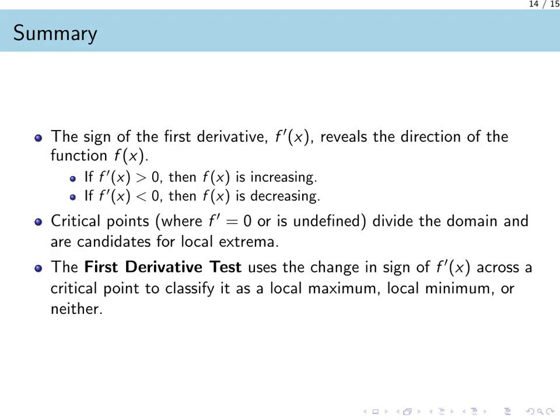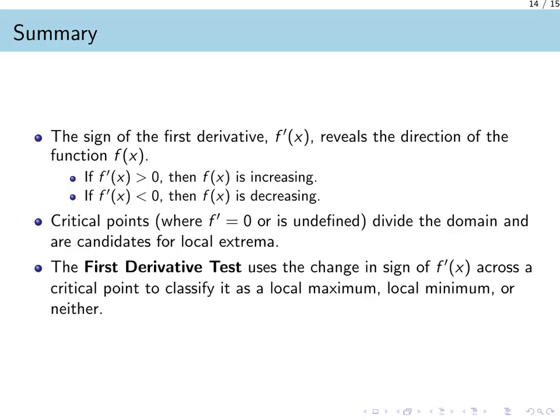Let us summarize the powerful connection between a function's first derivative and its shape, which is the key to finding local maxima and minima. The core principle is that the sign of the first derivative, f prime of x, tells us the direction of the original function. If f prime is positive on an interval, the function f is increasing, and if f prime is negative, the function is decreasing. This relationship makes certain points especially important. We call the points where the derivative is either 0 or undefined the critical points, because these are the only places where the function can change from increasing to decreasing.